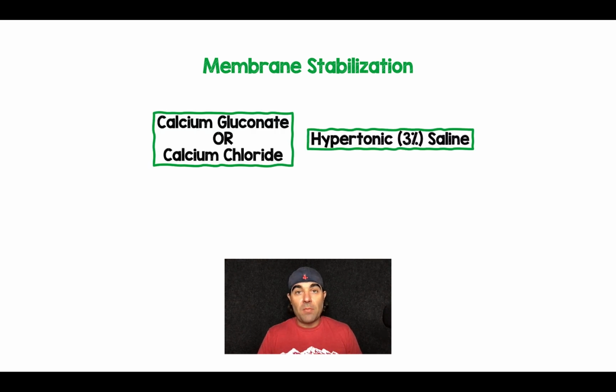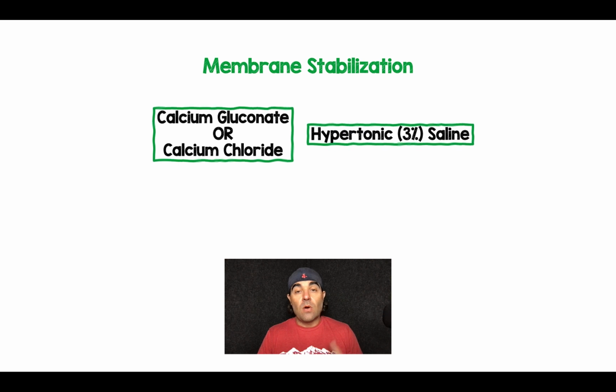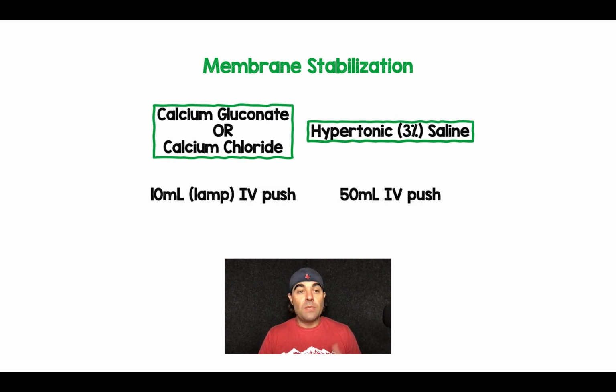So when we talk about membrane stabilization, we're talking about calcium gluconate or calcium chloride or hypertonic 3% saline. So how do you dose these medications? Well, typically for calcium, it's 1 amp given as an IV push. For hypertonic saline, it's going to be 50 mLs given as an IV push.